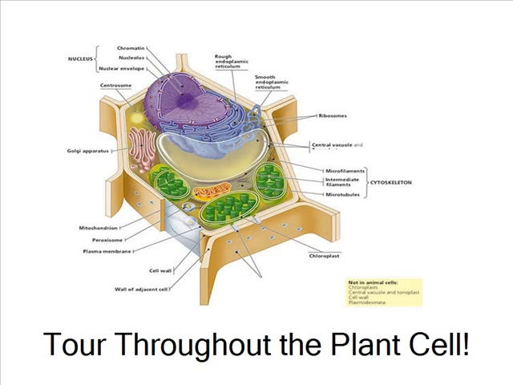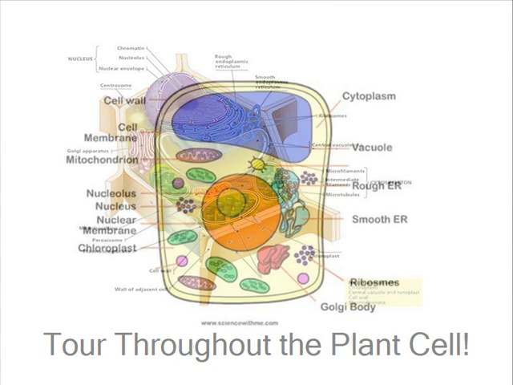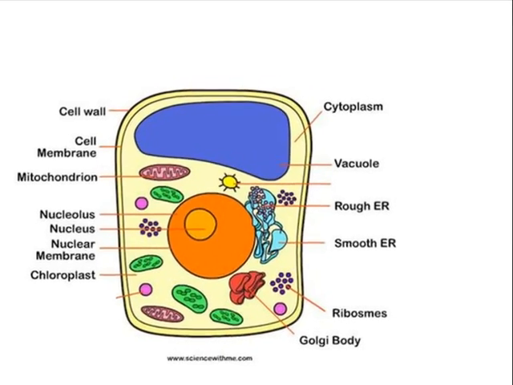Welcome to the plant cell. We are about to embark on a journey throughout the cell. This is an example of what a plant cell looks like. On the outside of the cell is the cell wall.